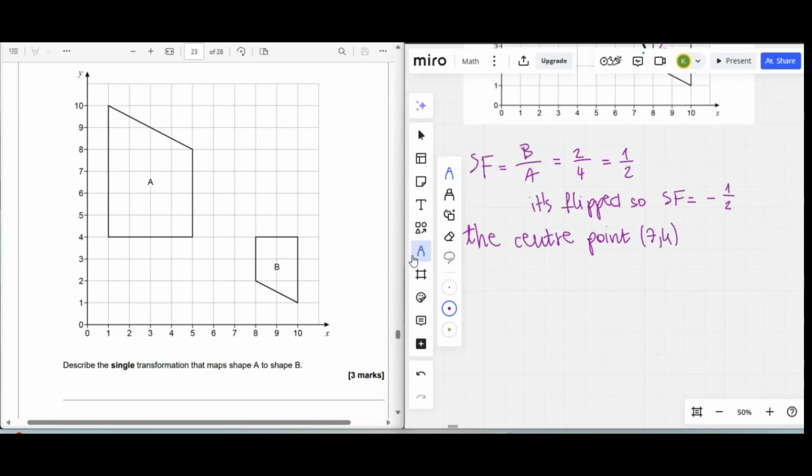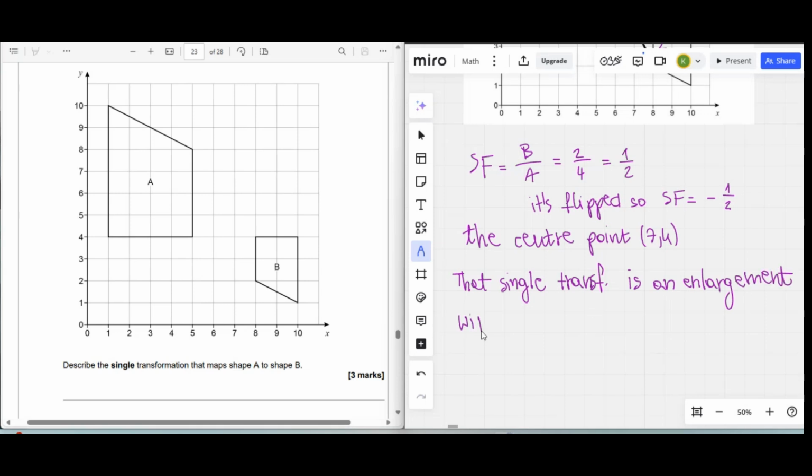So that single transformation is an enlargement with scale factor minus 1/2 and center 7, 4.